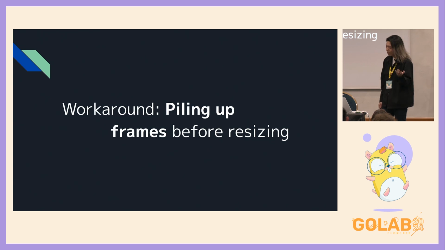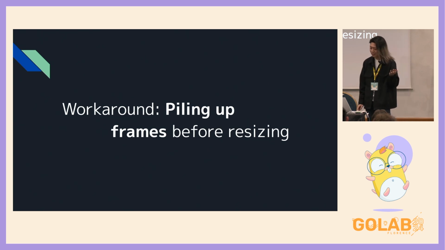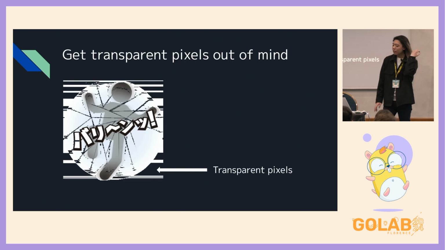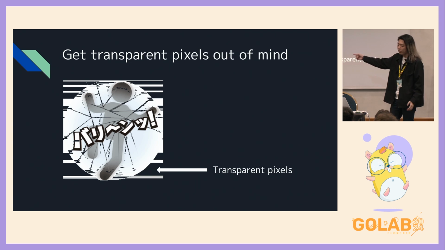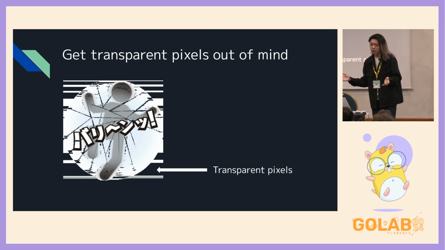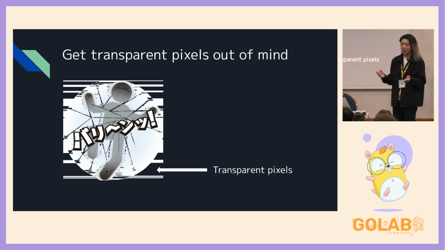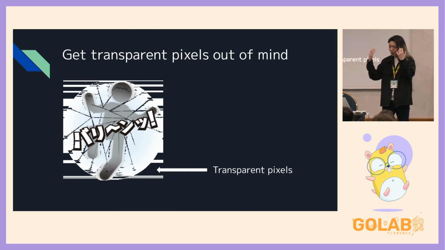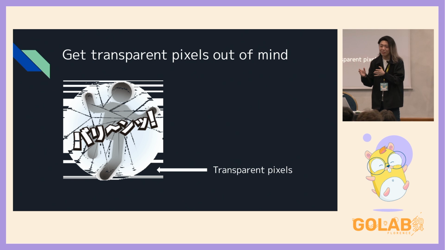Now, this approach might be a bit hard to imagine at first, so let me explain how it works. Here, there are transparent pixels in the GIF, like, it's black. So what we want to do is get the transparent pixels out of our mind, meaning we want to focus only on non-transparent pixels while resizing, right?